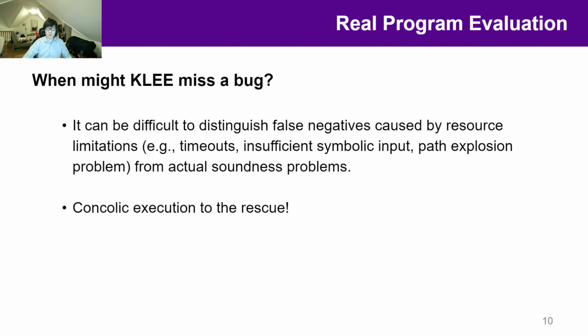Now, let's move to real program analysis. When might KLEE miss a bug with a real program? The first possible answer is path explosion, so it's hard to distinguish false negatives caused by resource limitations or unimplemented problems. To solve this problem, we introduce concolic execution in our evaluation.